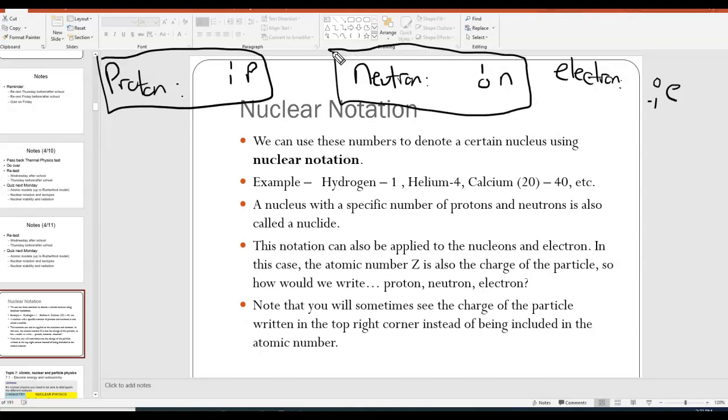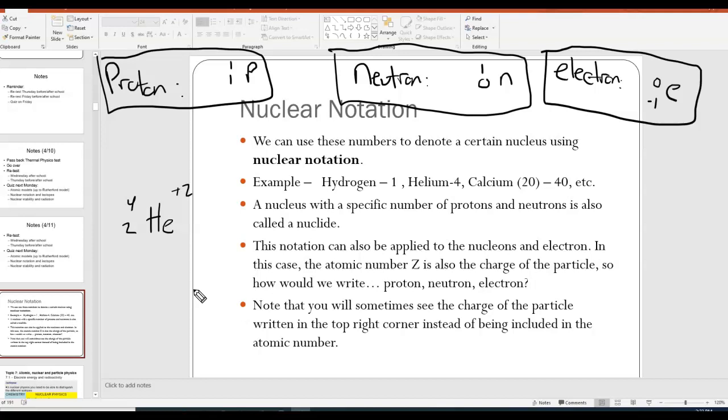By the way, something else to add: it is common both in chemistry and physics to also write the charge of the particle in the top right-hand corner. I didn't do that in any of my examples, but if you do see that, don't be surprised. For example, you could have helium-4 that has a charge of +2, and the charge may or may not be written in the top right-hand corner.